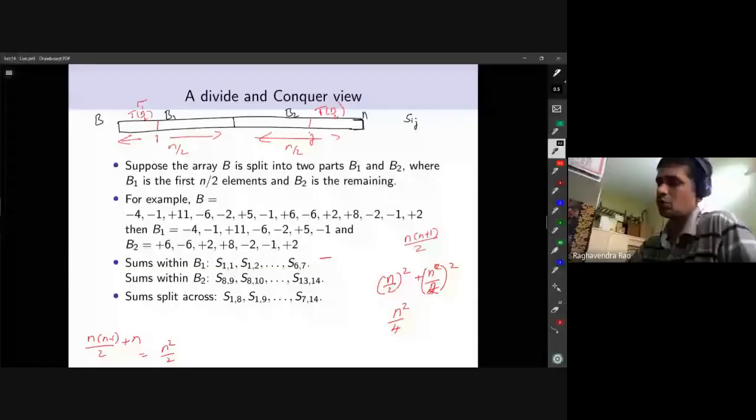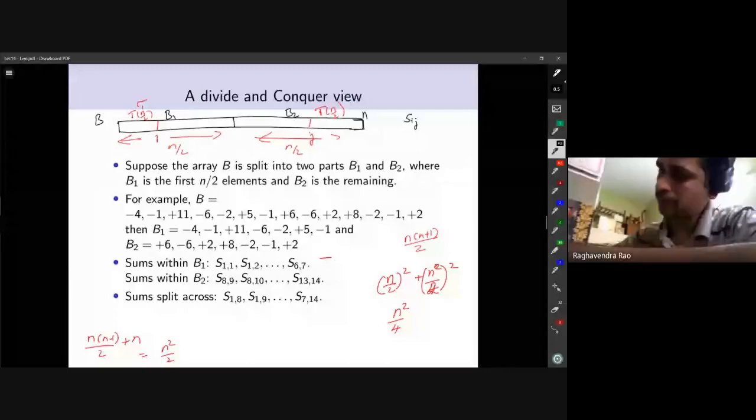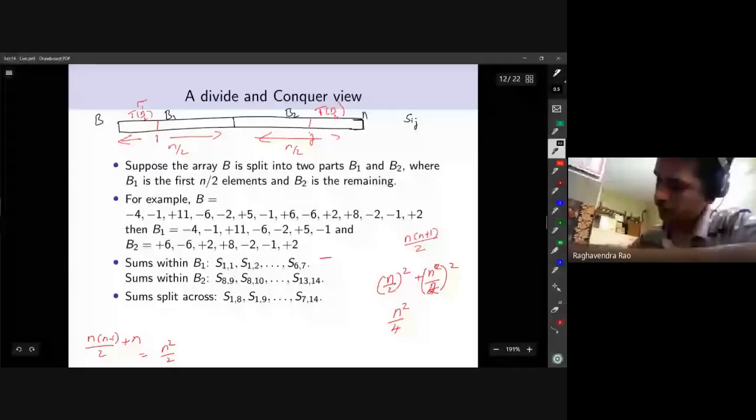So what I was going to say is, I want to have the maximum. So let's write. Is it okay if I write here? Okay. So what we want is i less than or equal to j such that Sij is maximum.